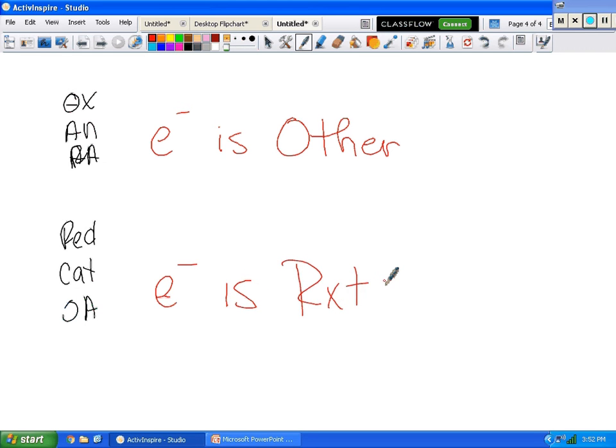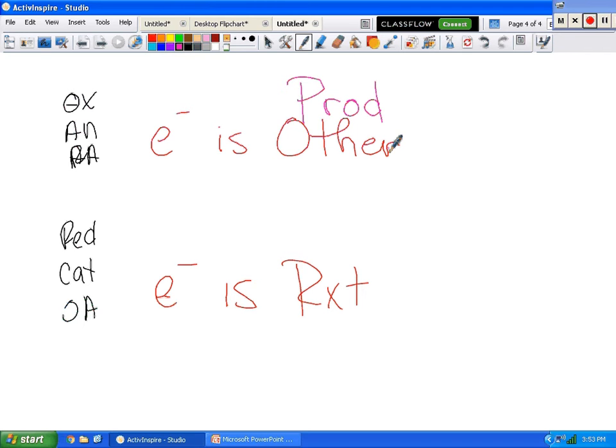So, to answer your question, Kennedy, there is a side that you have to put the electrons on. If it's the oxidation side, the electrons go on the other. And what I mean by other is they are a product. If it's a reduction half, the electrons are reactants.